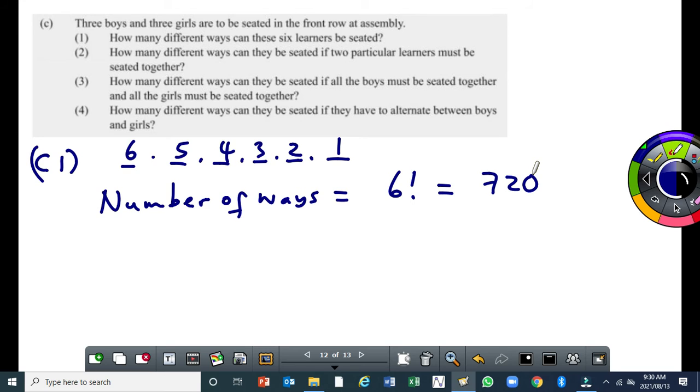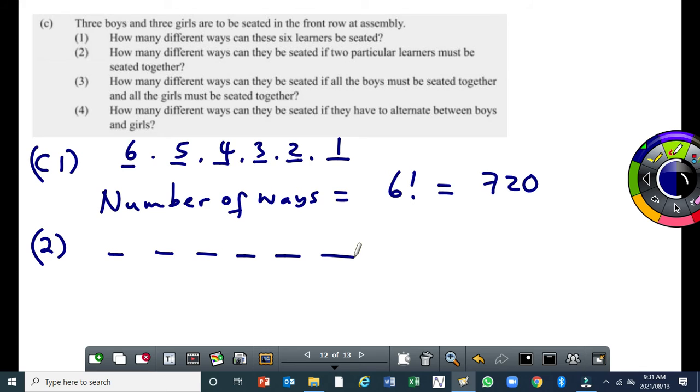And then number 2: how many different ways can they be seated if 2 particular learners must be seated together? What we are saying is we don't know which 2, whether it's a boy or a girl. But there are definitely 2 who are supposed to sit together all the time. So you have 1, 2, 3, 4, 5, 6. It's not about whether they are a boy or a girl.